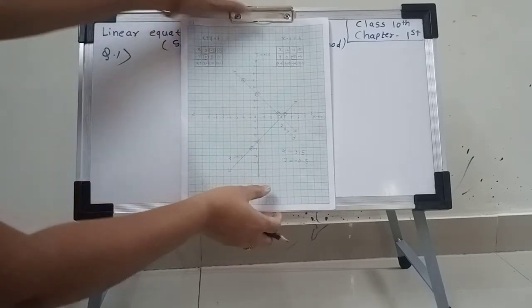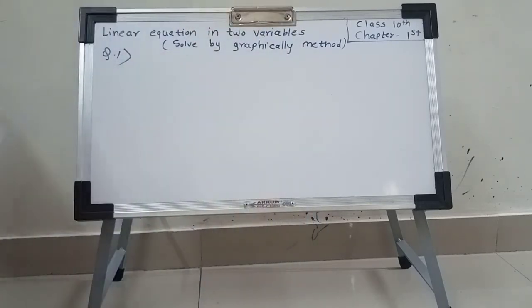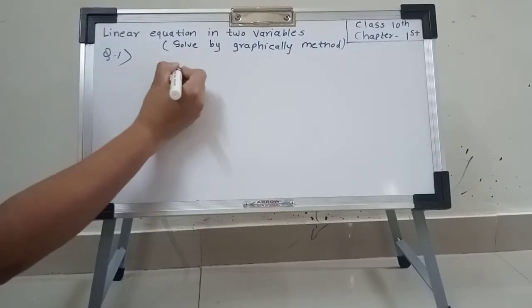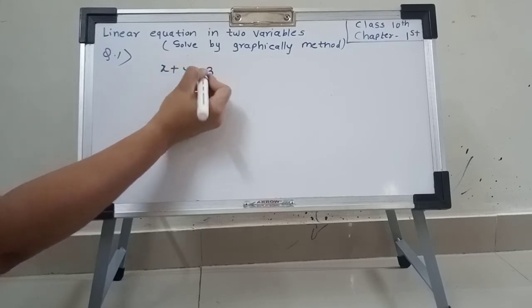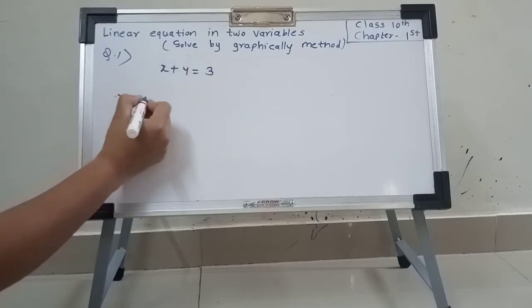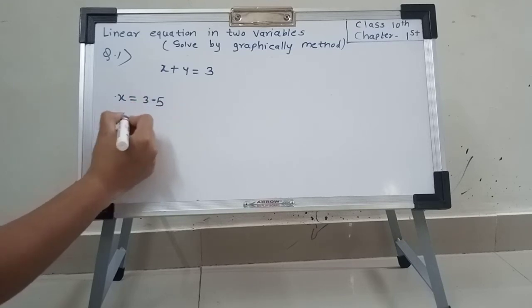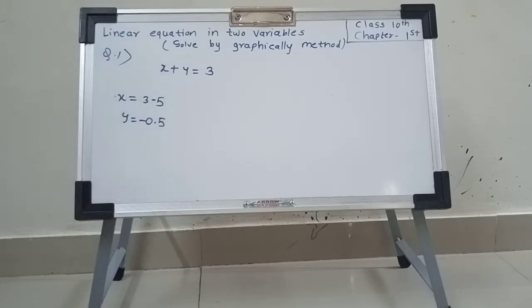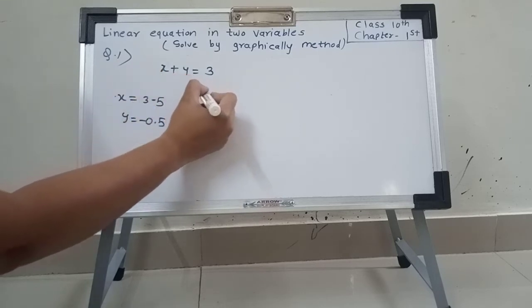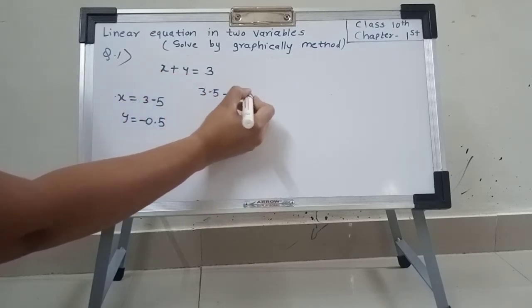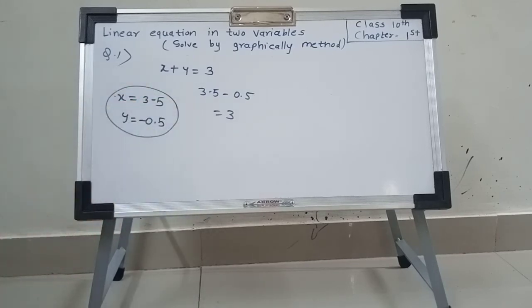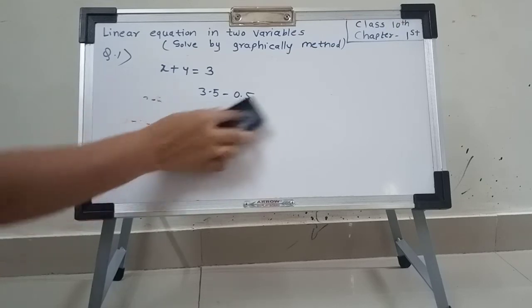We can prove this. Our equation is x plus y is equal to 3, and our answer is x is equal to 3.5 and y is equal to minus 0.5. Now put this value in the given equation. 3.5 minus 0.5 is equal to 3. Means our solution is correct.